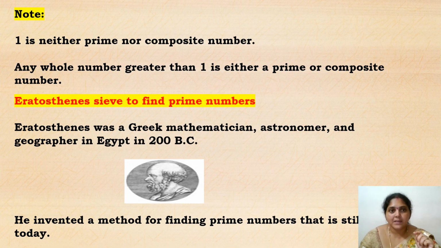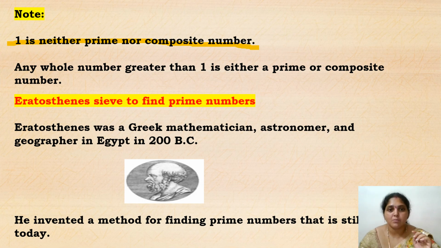Note, 1 is neither a prime nor a composite number. We will not consider 1 as a prime number or composite number because any whole number we consider, all the whole numbers are greater than 1. That's why we will not consider 1 as a prime number or composite number.